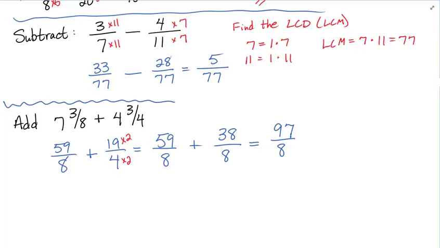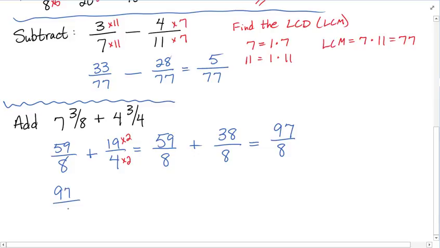But the question we have now is, do we leave the answer in improper form like it is here, or convert it to a mixed number? And there is no always answer to that. Sometimes you'll leave it just like this, 97 eighths, but there will be times when you want to convert it to a mixed number. So let's remind ourselves how to do that. If I want to convert to a mixed number, I do some division. Let's do 97 divided by 8. We'll do that over here.